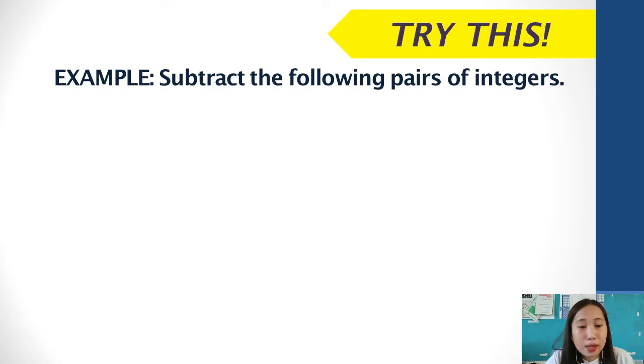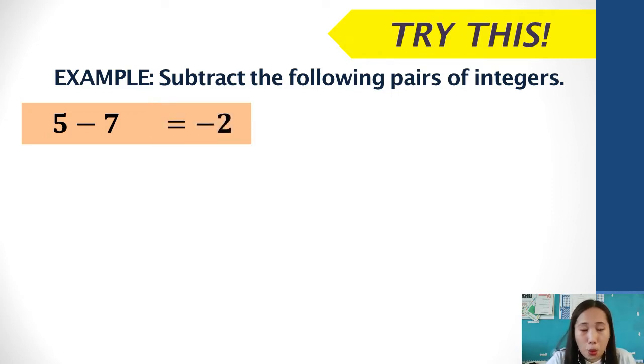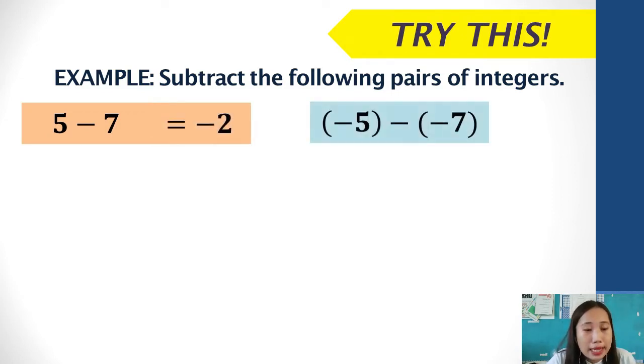Okay, try this. Subtract the following pairs of integers. 5 minus 7. Ano bang sagot natin? We have negative 2. Okay, next example. Negative 5 minus negative 7.